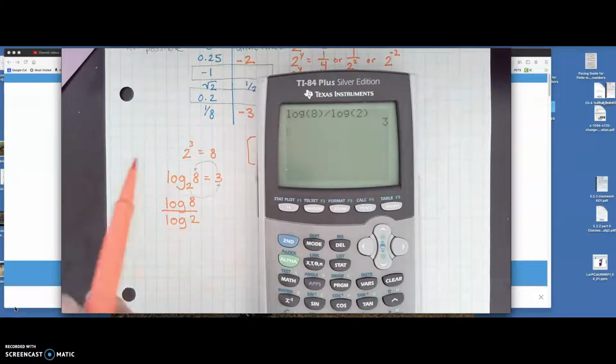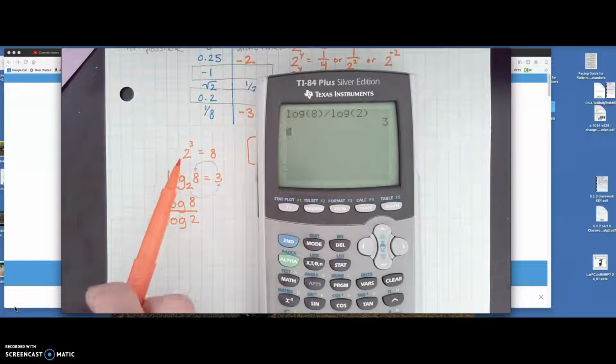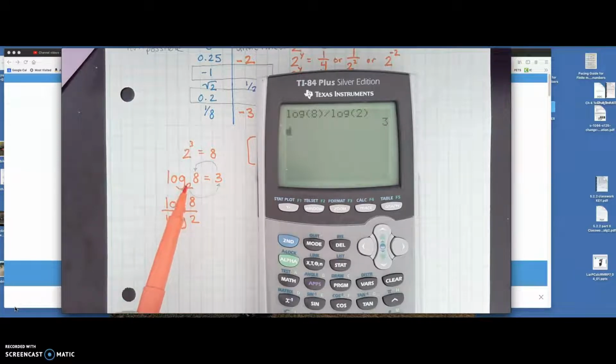And that's because a logarithm is saying what number from the base of 2 is going to equal 8. That's what a logarithm means.